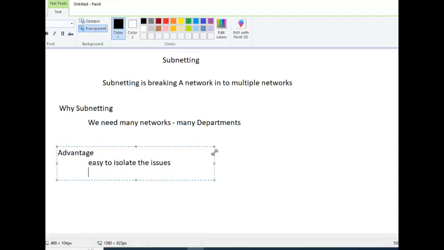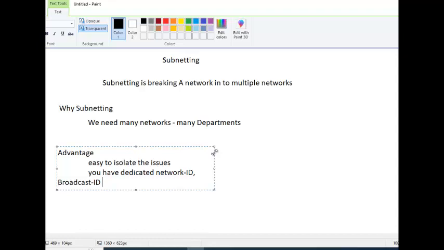Because you got a separate network for each department, you will have a dedicated network ID and broadcast ID for each department.